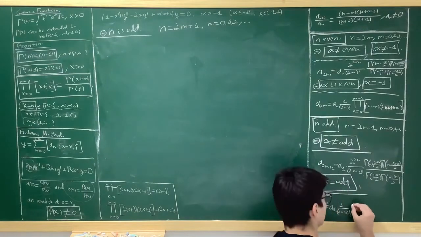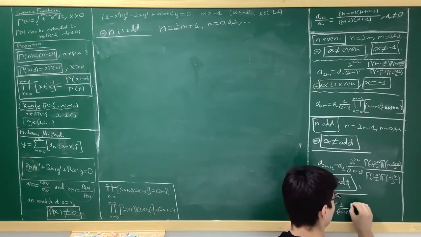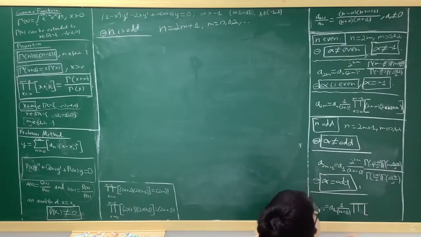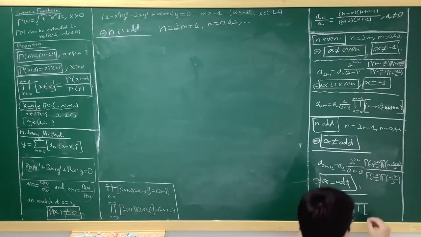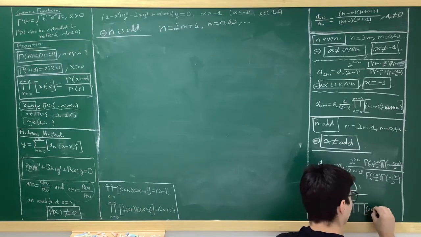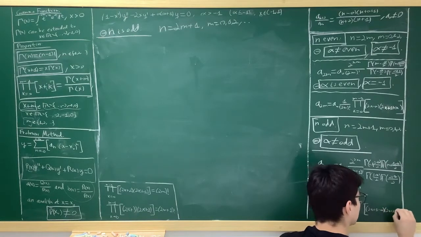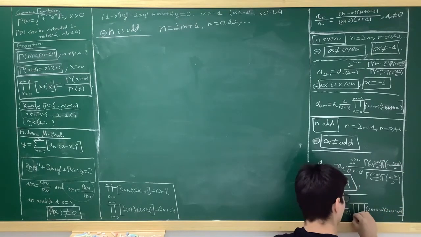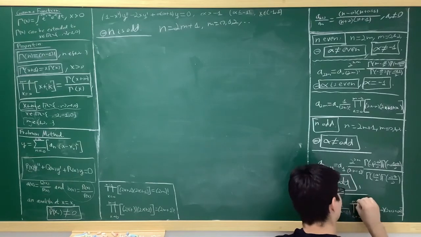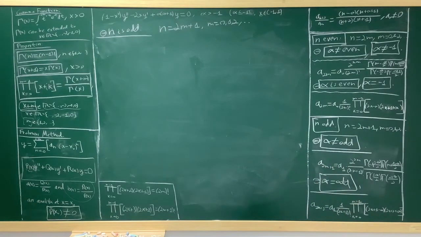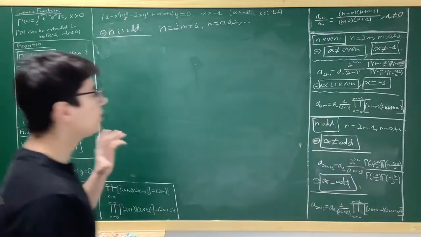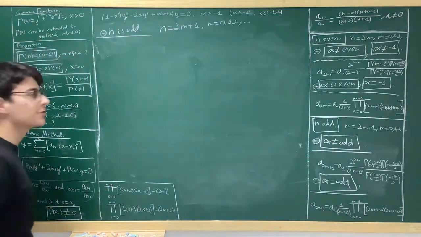So let me just write this thing. And this product is just 2k plus 1, 2k plus 1 minus alpha, and 2k plus 2 plus alpha, from 0 to n minus 1. So that would be it. We already have our full solution ready.